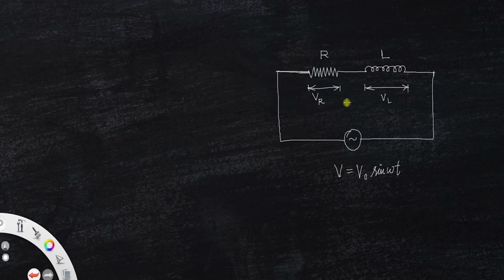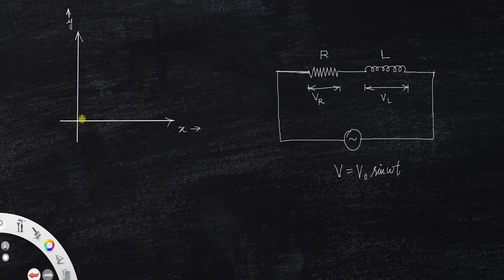These cannot be added simply because there is a phase difference between the voltage across the resistor and the inductor. We'll discuss it in the phasor diagram. In order to find the current, we need to draw the phasor diagram. Let this be the x-axis, and this one the y-axis.